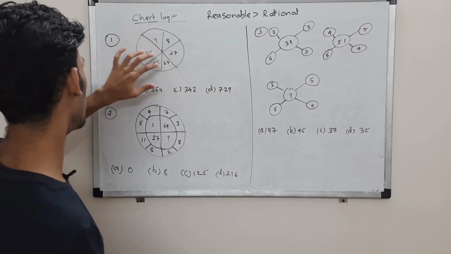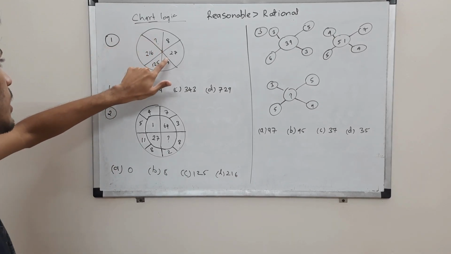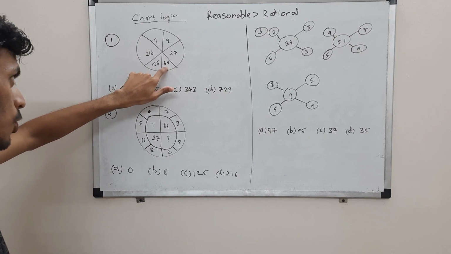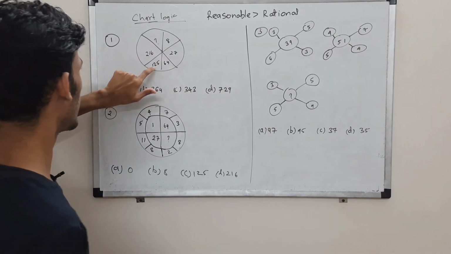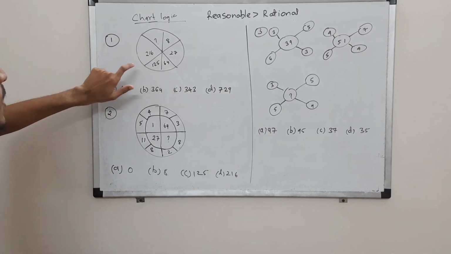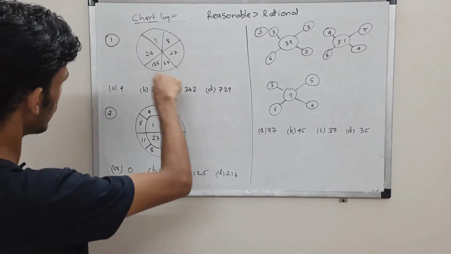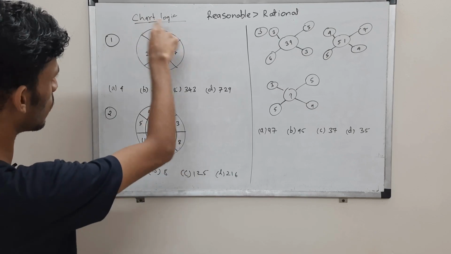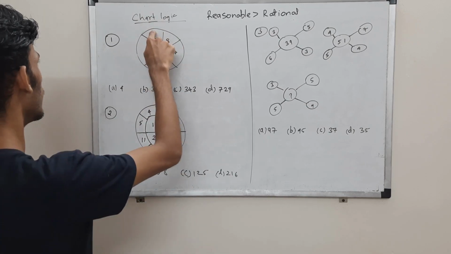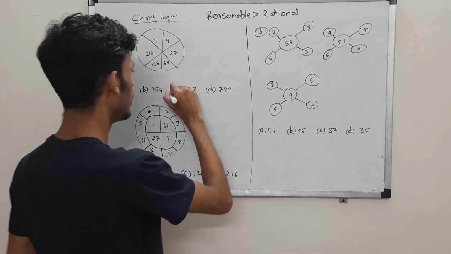Here you can see a bunch of cubes, right? 2 cube is 8, 3 cube is 27, 4 cube is 64, 5 cube is 125, 6 cube is 216. So here the missing term will be 7 cube. Okay, it's successive cubes over here going clockwise. So here it will be 7 cube, which is nothing but 343.